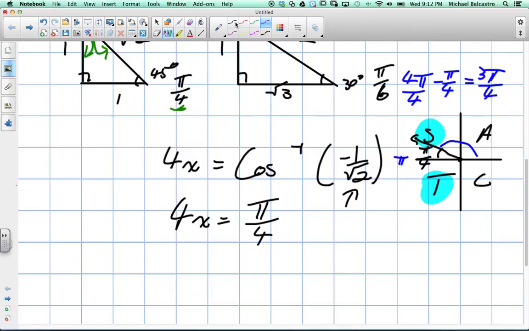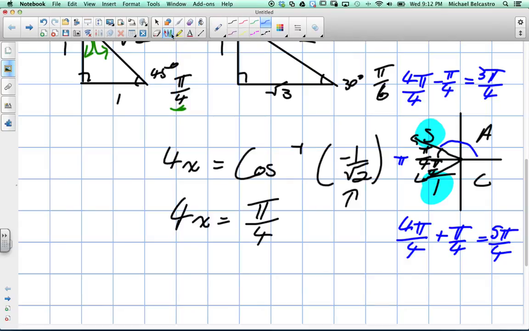And the other one, because we're in this quadrant, same idea, we have pi plus pi over 4, which is the same as 4 pi over 4 plus pi over 4, which gives us 5 pi over 4. Great. So we have those 2 values. Those are really important to us.